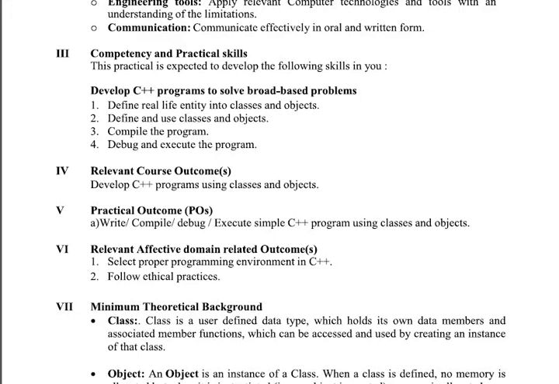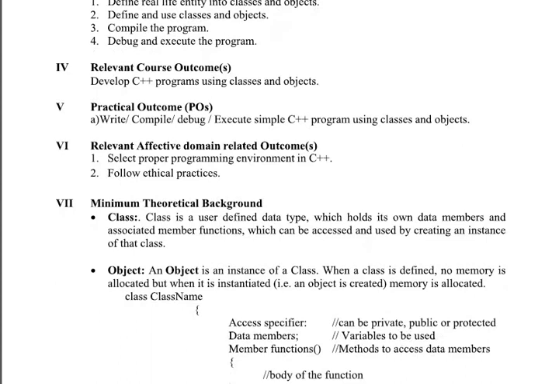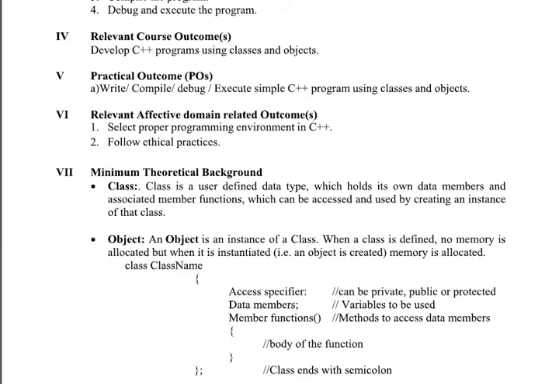Now, what is the practical outcome? You can write, compile, debug and execute simple C++ programs using classes and objects. For executing this practical, you need some minimum theoretical background, like class. So what is a class? A class is a user-defined data type which holds its own data members and associated member functions, which can be accessed and used by creating an instance of that class. Now what is an object? An object is an instance of a class. When a class is defined, no memory is allocated, but when it is instantiated, memory is allocated.